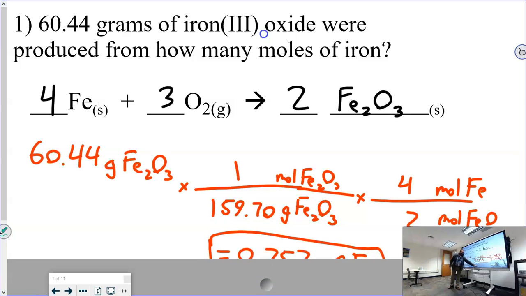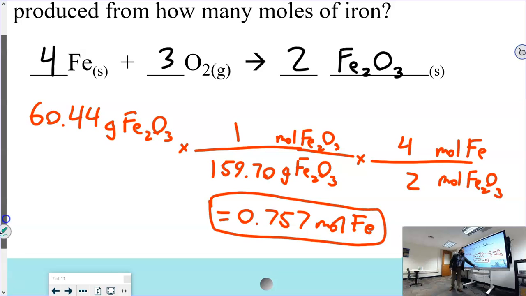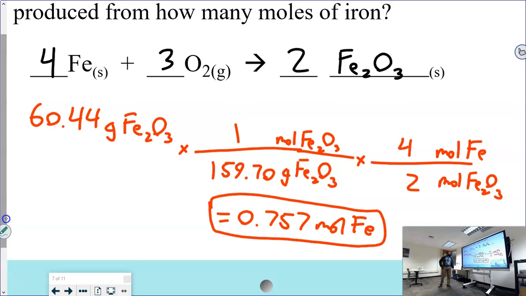The work. This one was not too bad, I hope. And you can read my slop. Okay. We started with grams of iron(III) oxide, which is the product, and we were asked to solve for the moles of iron, which is the reactant. It doesn't matter which piece we start with, right? I can give you some information about the product. I can give you some information about a reactant. It doesn't matter.